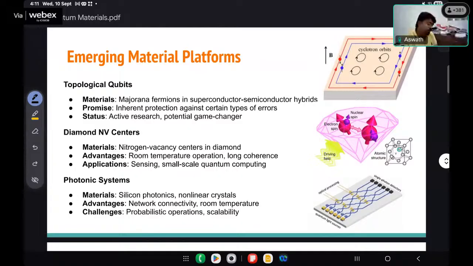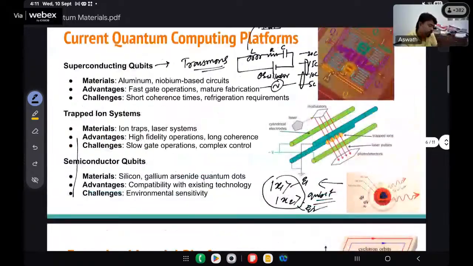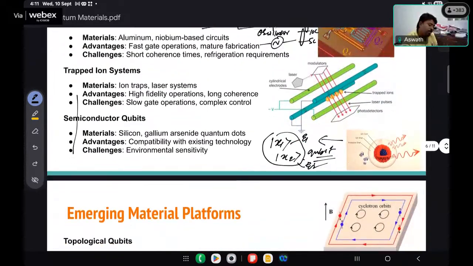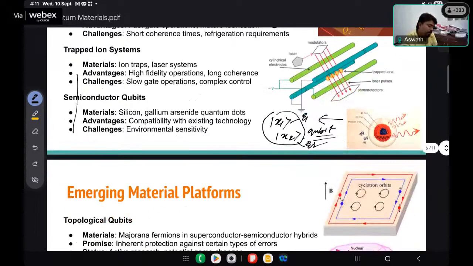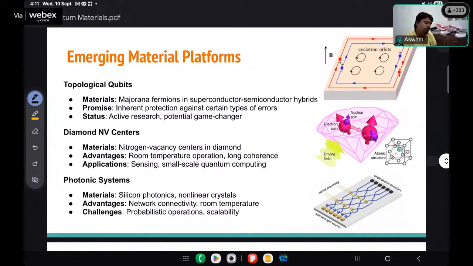So, emerging material platforms for the quantum qubits. As of now, these three platforms are being used. The current platforms: one is transmon and ion traps, the other one is quantum dots. The upcoming qubits for quantum hardware could be the topological-based quantum qubits.